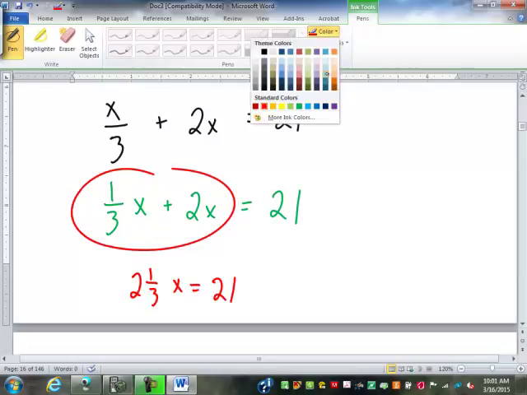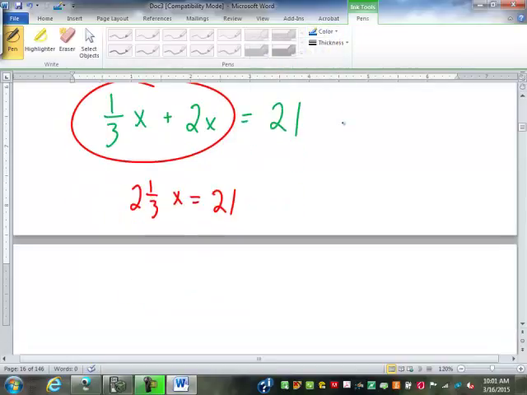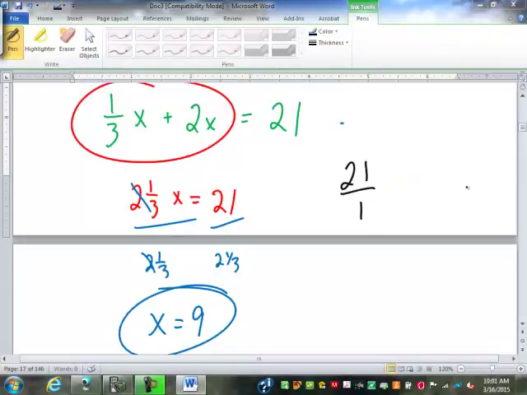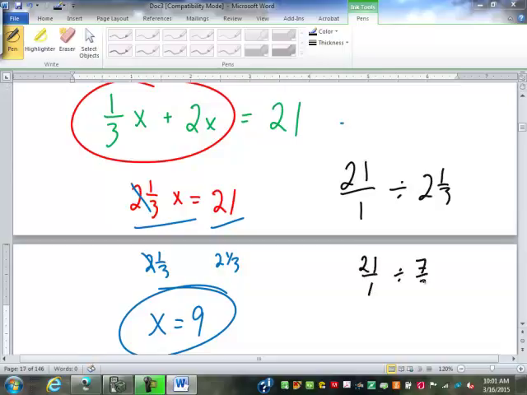And then, to solve for x, we would divide by 2 1/3, giving us x equals 9. 21 divided by 2 1/3 is 9. I'll let you verify that with your calculators or by hand. Here, I'm going to do it this way. 21 over 1 divided by 2 1/3 is 21 over 1 divided by 7/3, which is 21 over 1 times 3 over 7, which is 63 over 7, otherwise known as 9.